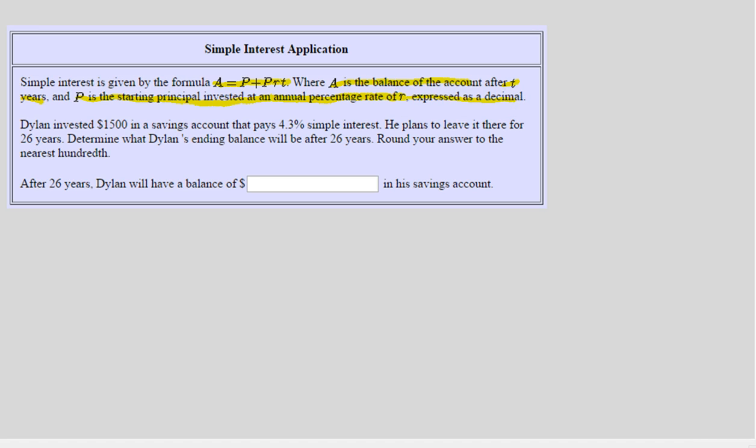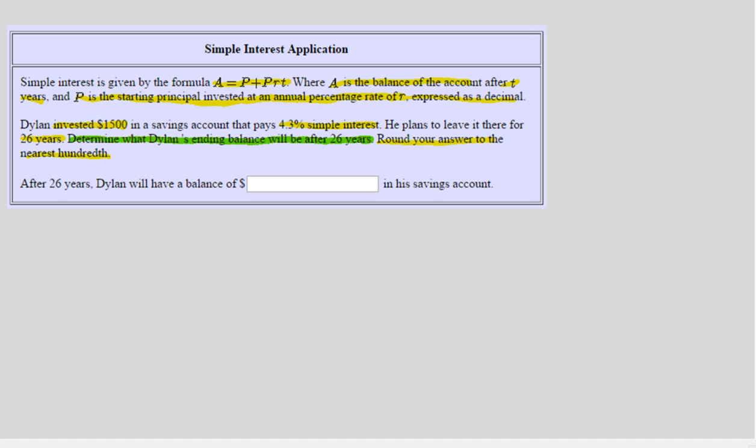Okay. So now let's read through the problem. Dylan invested $1,500 in a savings account that pays 4.3% simple interest. He plans to leave it there for 26 years. Now, I see the word determine, so I know that's what we're going to be asked to find. So I'm going to highlight this in green because this is our goal. Determine what Dylan's ending balance will be after 26 years. And we're also asked to round our result to the nearest hundredth.